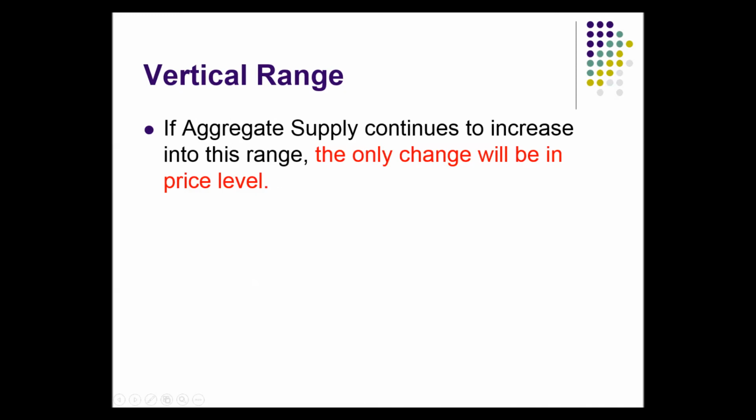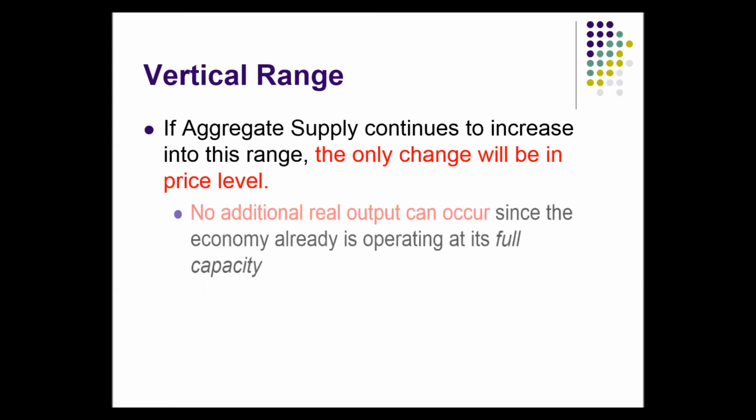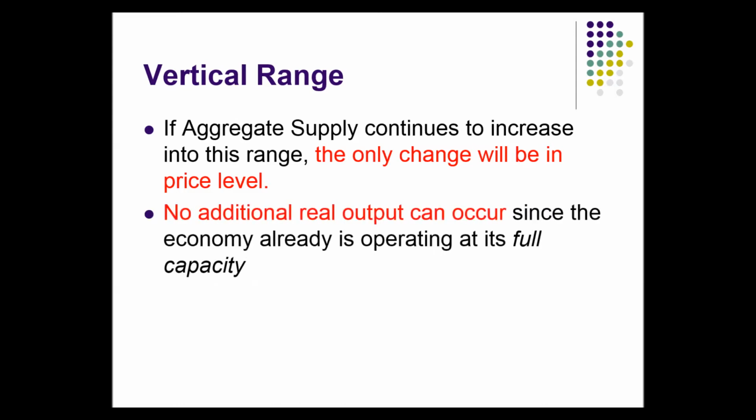Lastly, we have the vertical range. If aggregate supply continues to increase into this range, the only change will be in price level. So the economy is going really well, the money wheel is flowing very quickly, and so prices start to rise, but we're not really producing anything more. So real GDP is not increasing. There's no additional real output that can occur since the economy is already operating at or beyond its full capacity. So this is indicative of the peak state of the business cycle in this vertical range.